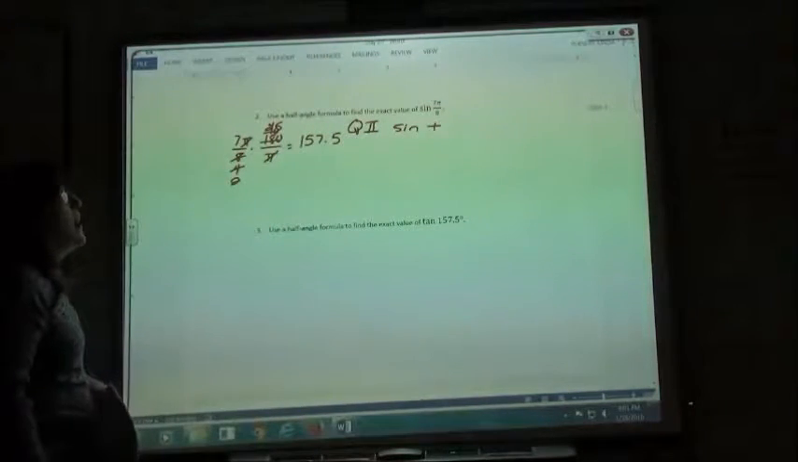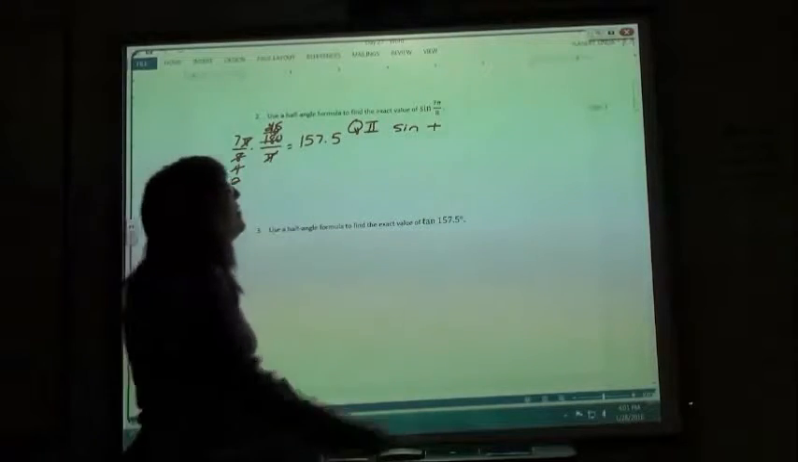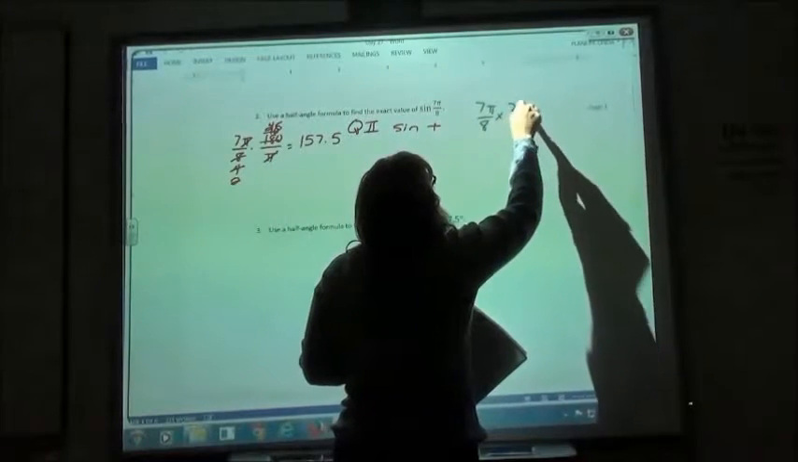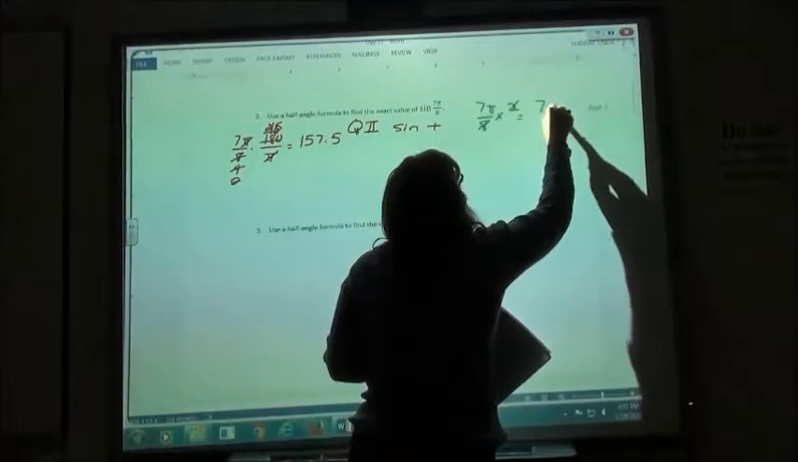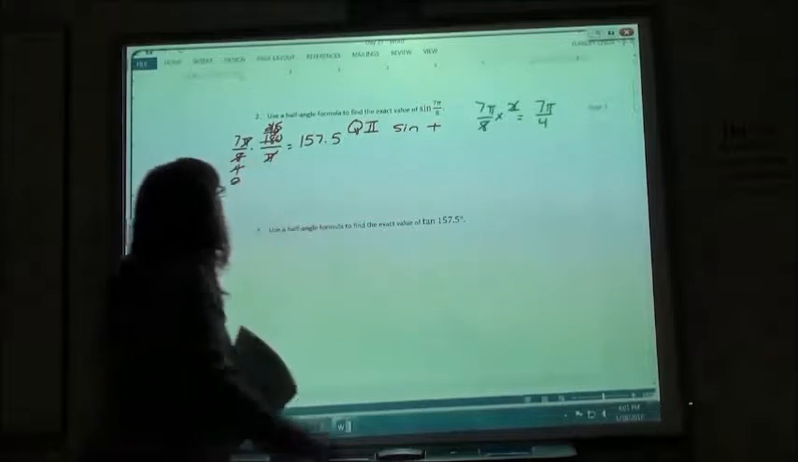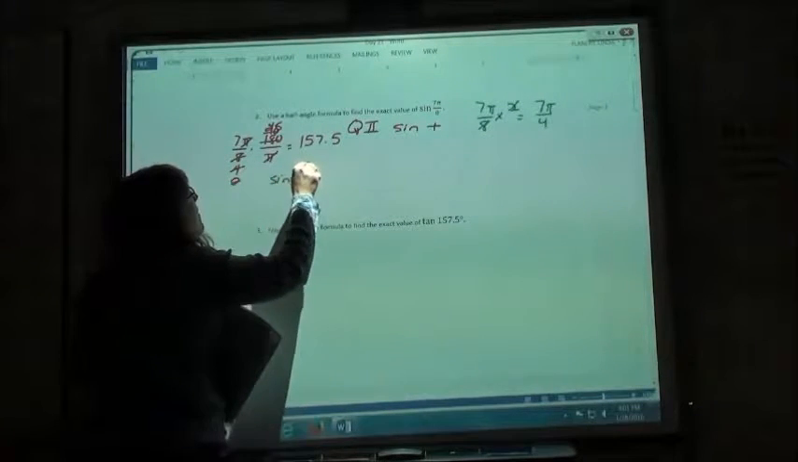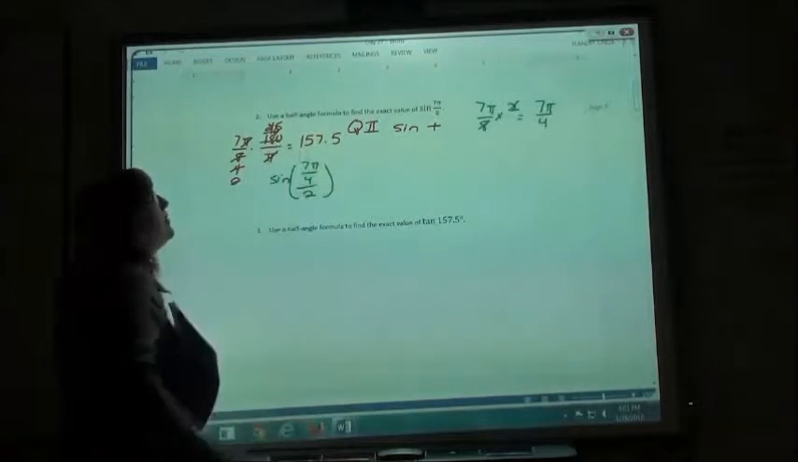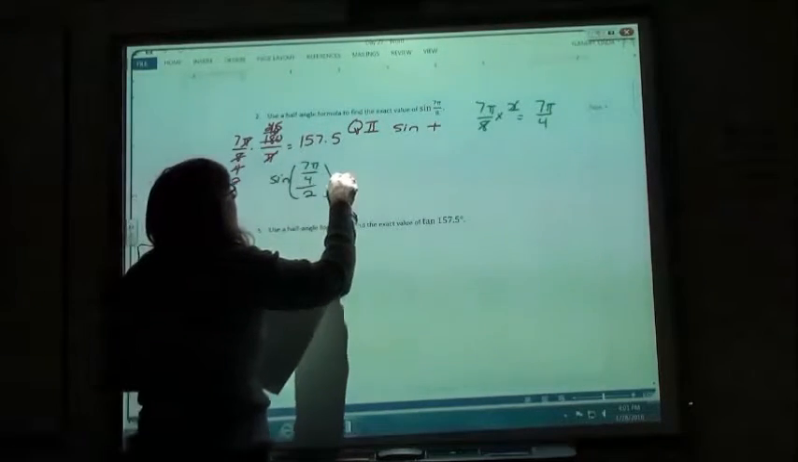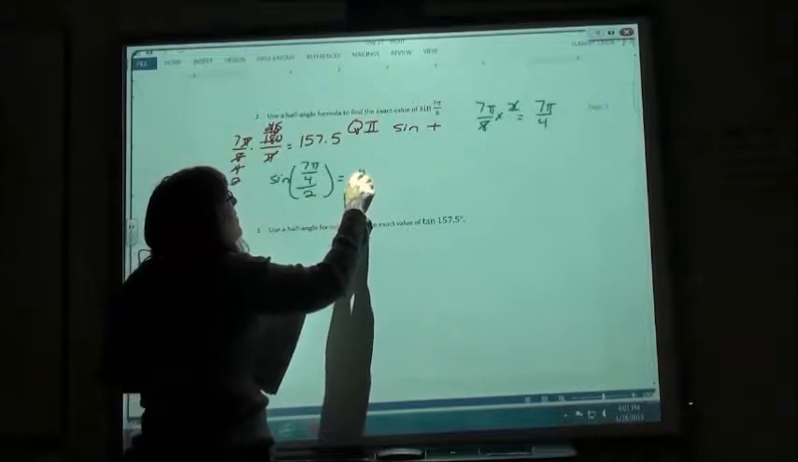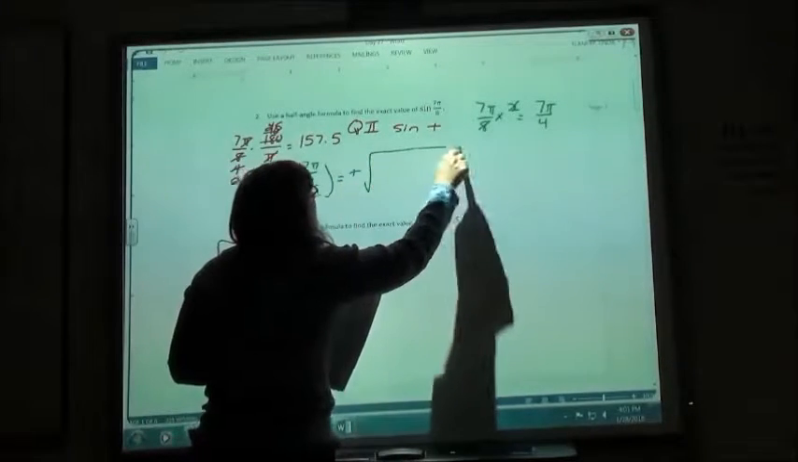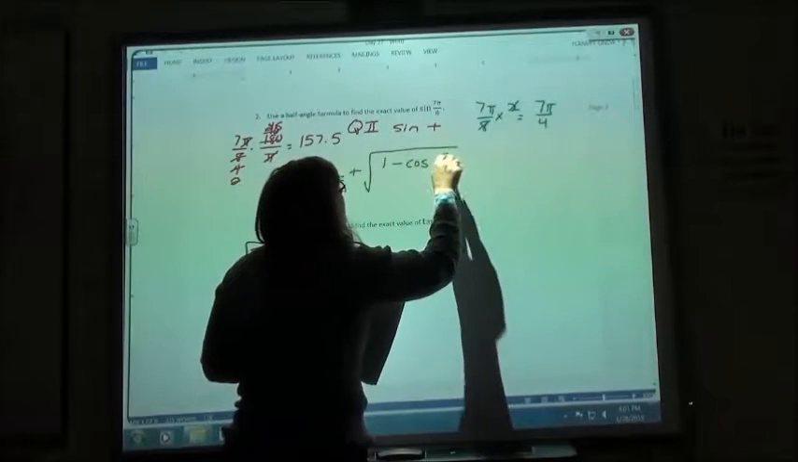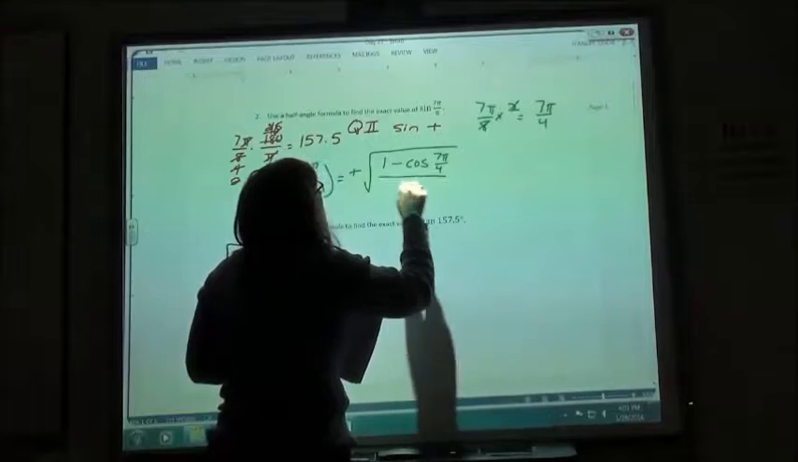Again, I'm going to use my half angle formula, but I have to double that. So if I take 7 pi over 8 times 2, that would cancel, and I'm going to use 7 pi over 4 then. So I'm going to take the sine of 7 pi over 4 divided by 2, which would be your 7 pi over 8. And using my half angle formula, it's going to be positive because I'm in quadrant 2. I'm going to have the square root of 1 minus the cosine of 7 pi over 4, over 2 then.